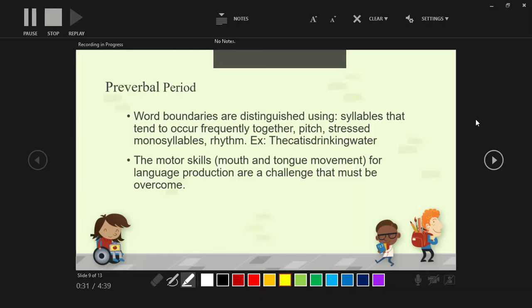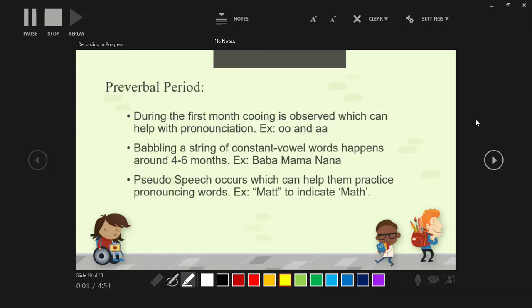The motor language skills, by using the mouth and the tongue movement for language production, are a challenge that must be overcome. During the first month, cooing is observed, which can help with pronunciation later. An example of cooing is when babies say ooh or ah.